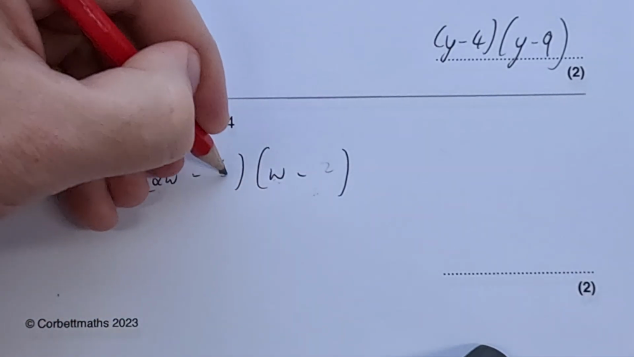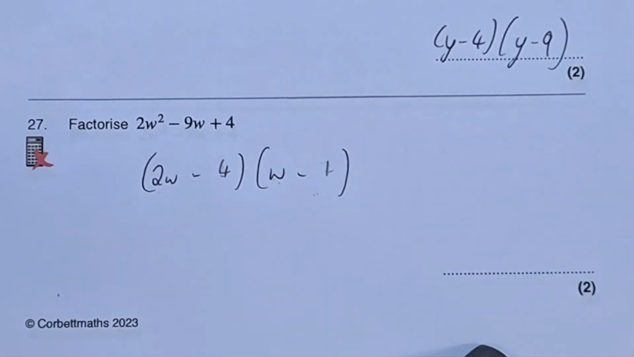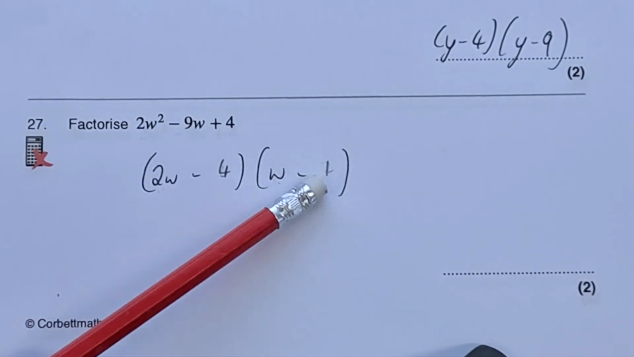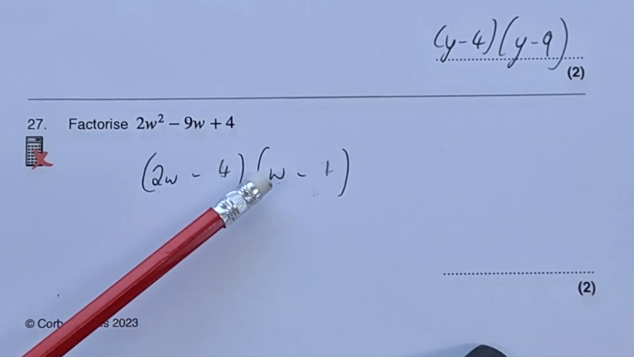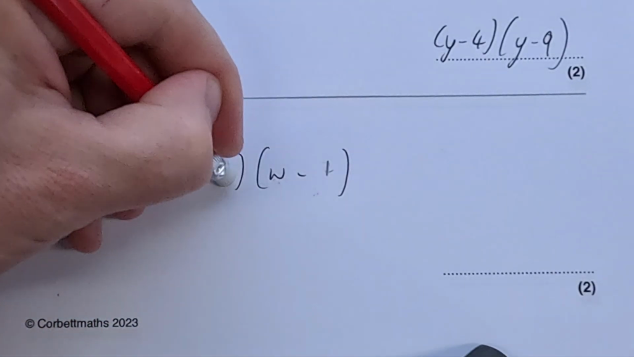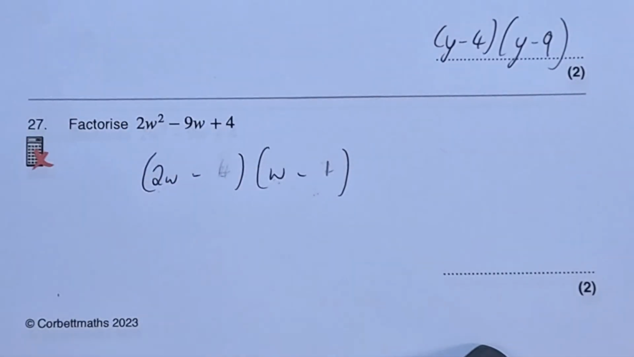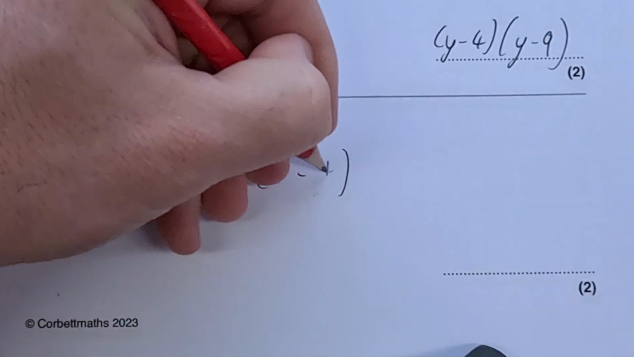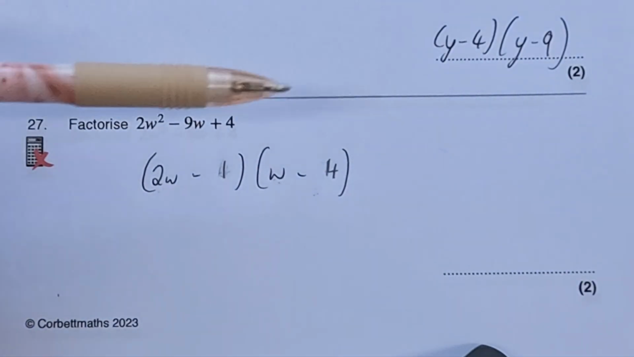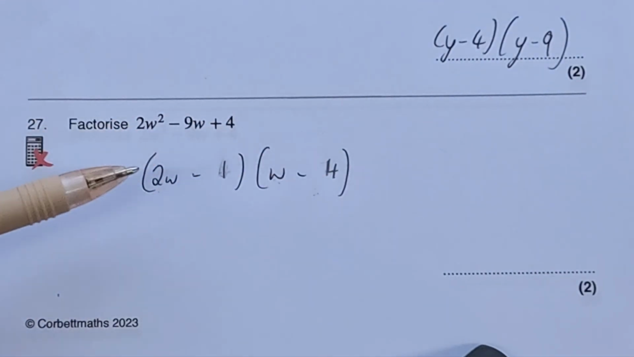Then they might put the 4 here and the 1 here. Now I'm doing these ones wrong on purpose, I know they're the right option, okay? So 2w times w would be 2w squared, 2w times minus 1 would be minus 1w, and then another minus 4w would be minus 5w, so that's not the one we're looking for. And then if we do it as minus 1 and minus 4, this should give us the right option. So let's just check that. And actually, as you get good at these, you'll be able to spot why that's the case. And I'll explain that in a second.